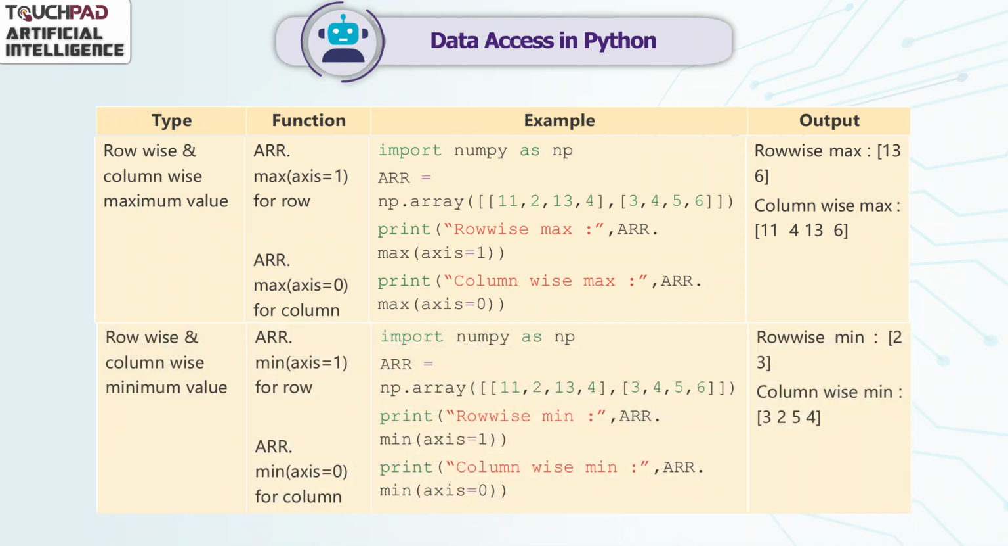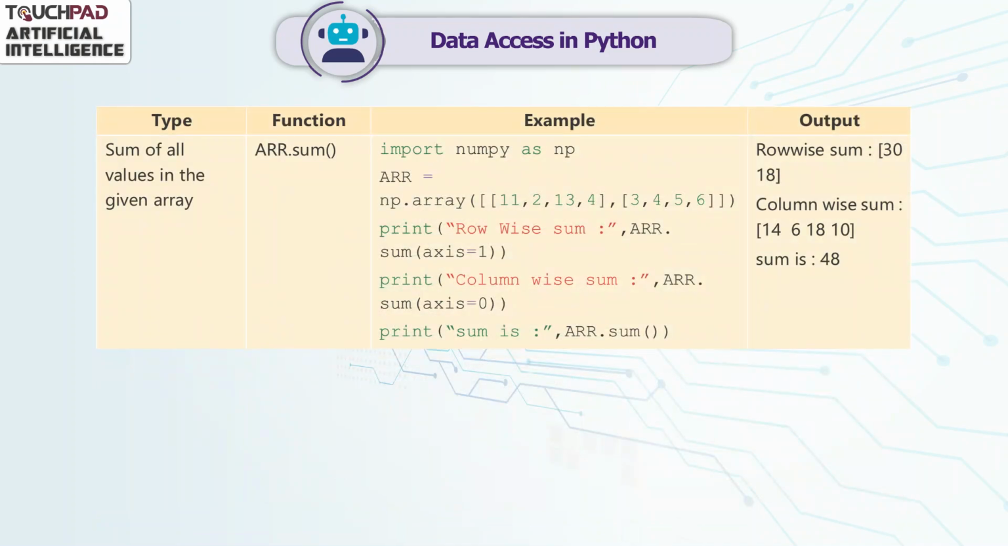Row-wise and column-wise minimum value. ARR.min with axis equal to 1 for row, and ARR.min with axis equal to 0 for column. Row-wise min: 2, 3. Column-wise min: 3, 2, 5, 4.